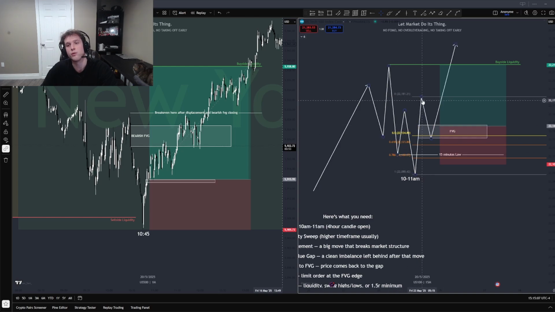Displacement shows that the market wants to go higher to your drawn liquidity, and you've just swept the low in the times for the ICT Silver Bullet.